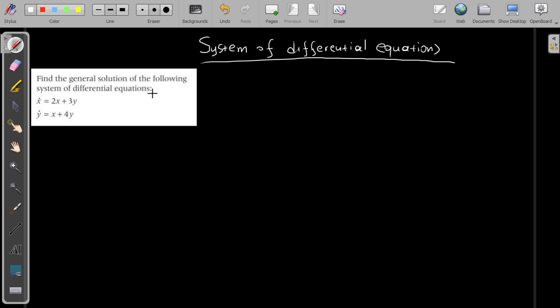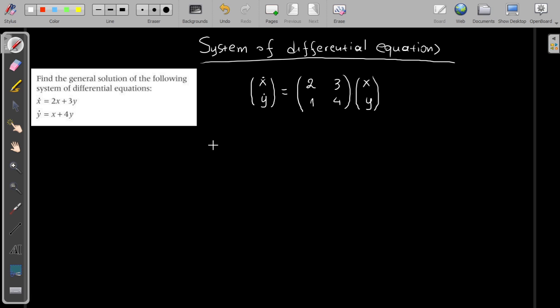Now, my first move is to write my system using matrices. So basically, I will have the derivative of x, the derivative of y equals, this can be written as a matrix of these elements, 2, 3, 1, 4, times my variables x, y.